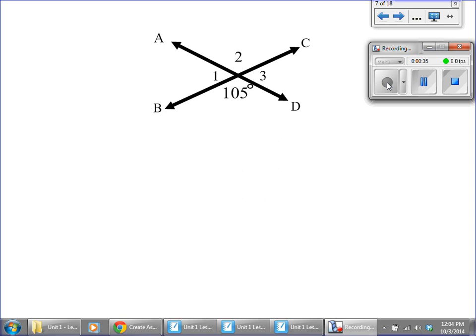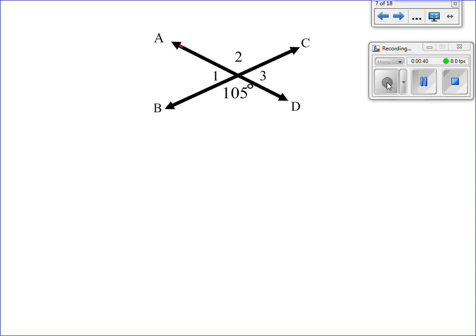So we are going to be talking about intersecting lines and the angles they form. The one on the screen is something we've already done in class. If you remember, when two lines intersect, so AD intersects with BC, it forms four angles. And it forms special angles because the angles are either going to be vertical, which are congruent.